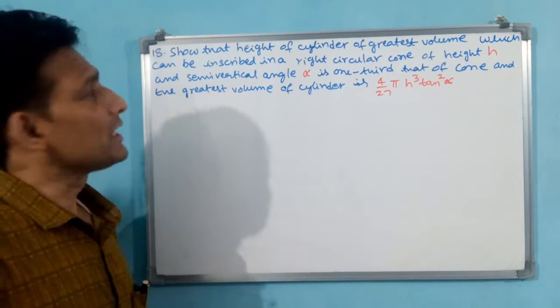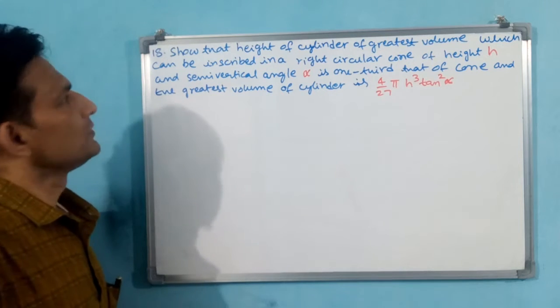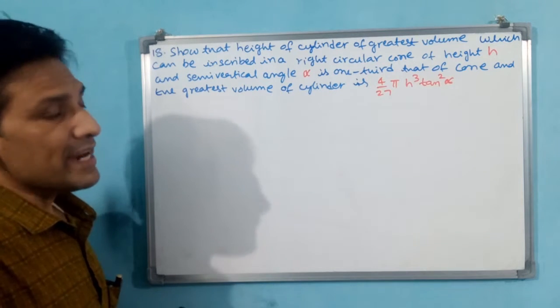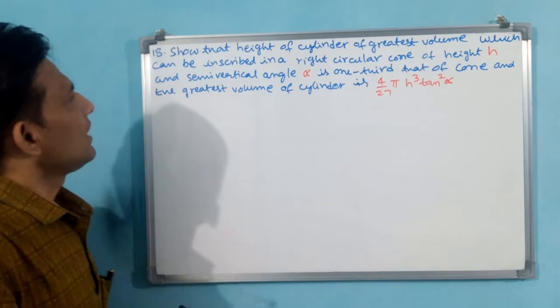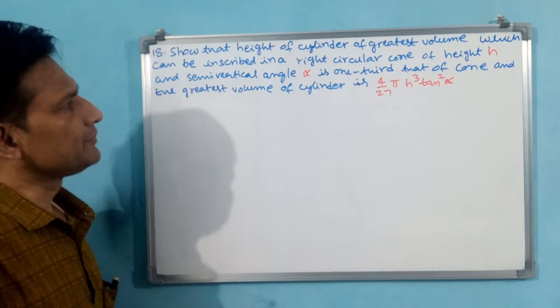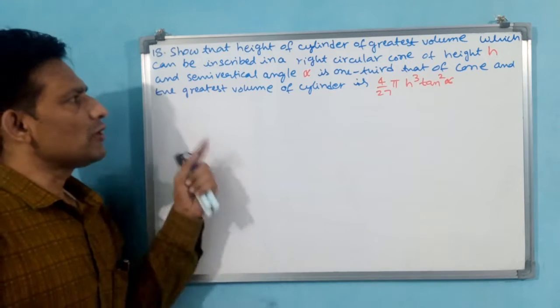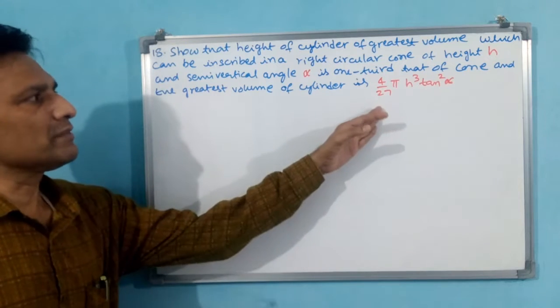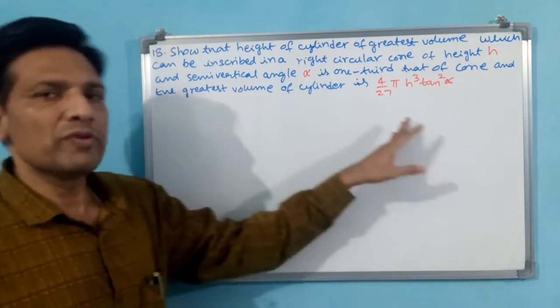First I am reading. Show that the height of the cylinder of greatest volume, which can be inscribed in a right circular cone of height h and semi-vertical angle alpha, is 1/3 that of the cone, and the greatest volume of the cylinder is 4/27 pi h cube tan square alpha. This final volume we will find afterwards.